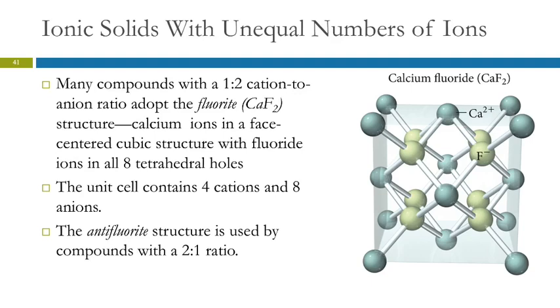Then when you get different charges, you have different numbers of each kind of ion, and then things get even more interesting. So here we have a 1:2 cation to anion ratio, like calcium fluoride. There's 1 cation and 2 fluoride ions. So this one with calcium fluoride is called the fluorite structure.